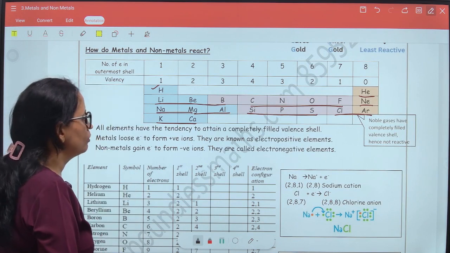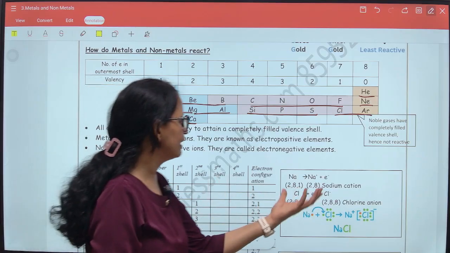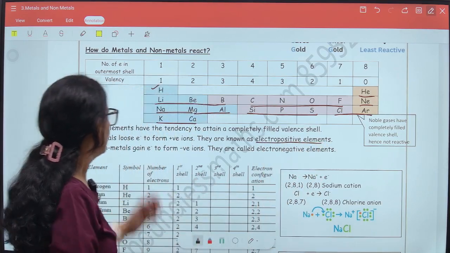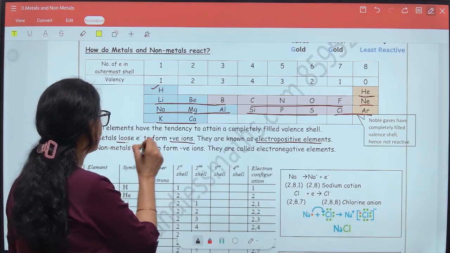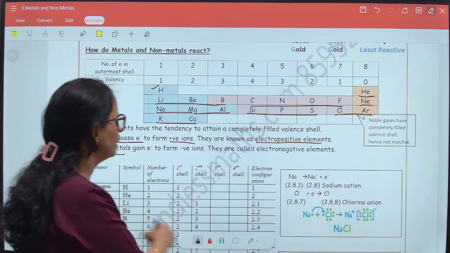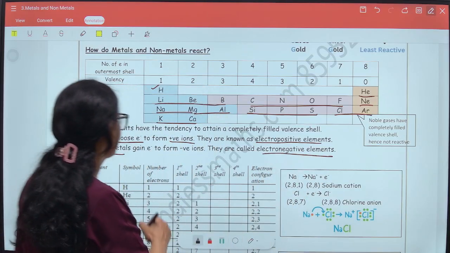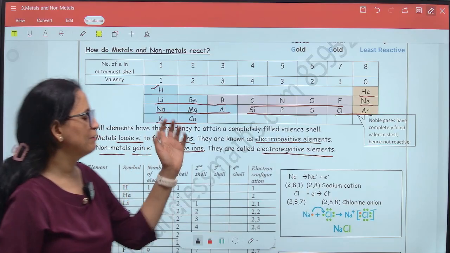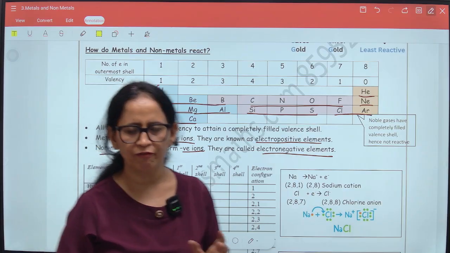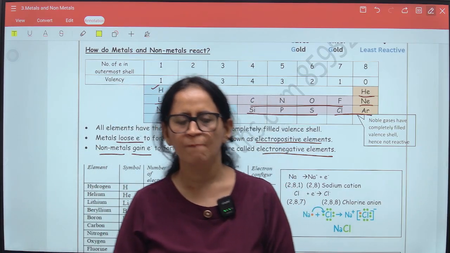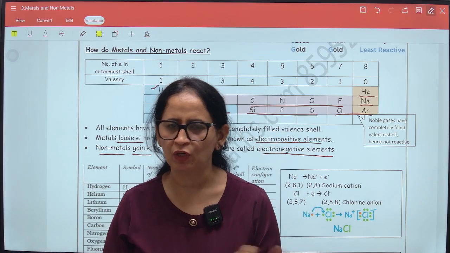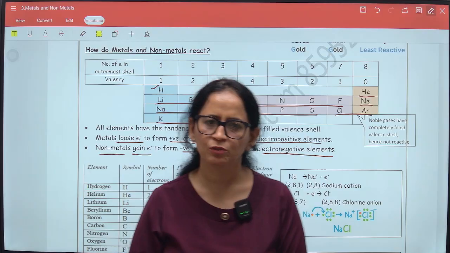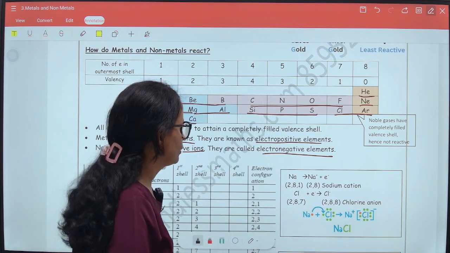We have already seen that metals are called electropositive elements because they form positive ions by losing electrons, whereas non-metals are called electronegative elements because they form negative ions by gaining electrons. Now these positive and negative ions that get formed after losing or gaining electrons are like two poles of a magnet, north pole and south pole. They get attracted towards each other and combine together to form compounds.